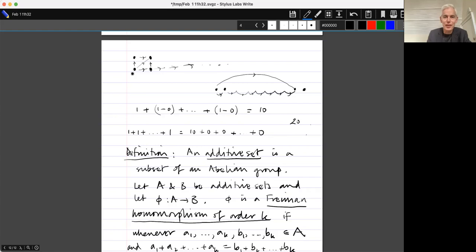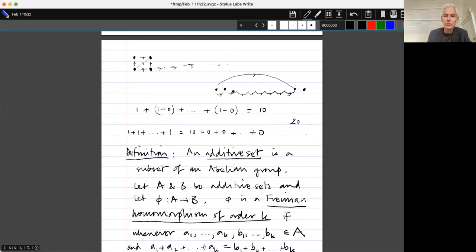Oh, wait a minute, sorry. These are not Freiman isomorphic, and I haven't told you what a Freiman isomorphism is. But let's go back the other way. The map from here to here is not a Freiman homomorphism, because we've got that relationship there, but we do not have the corresponding relationship up here, because that plus that plus that many, many times does not equal that plus that many, many times, whereas the corresponding relationship over here did hold. So it's not a homomorphism of order 10.